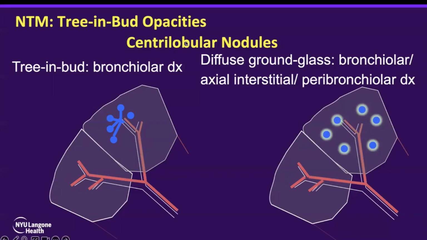Central alveolar nodules can be separated into tree and bud opacities and diffuse ground glass nodules. Both of these nodular patterns are represented by evenly distributed nodules within the secondary pulmonary lobule, although the tree and bud nodules tend to be more patchy, they're solid in attenuation, and they indicate infectious bronchiolitis typically. The diffuse ground glass nodules are more ill-defined and more homogeneously distributed and indicate bronchiolar and peribronchial disease that is seen in respiratory bronchiolitis and hypersensitivity pneumonitis.